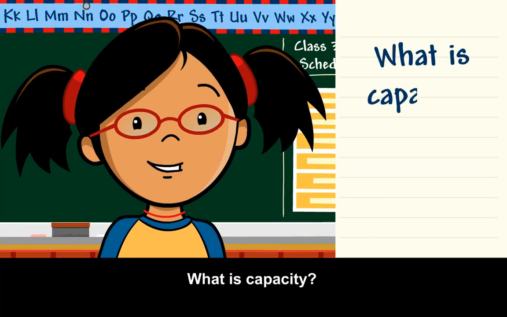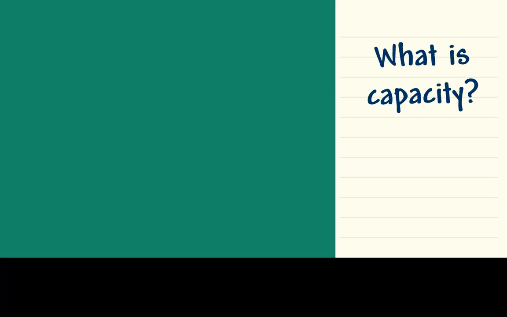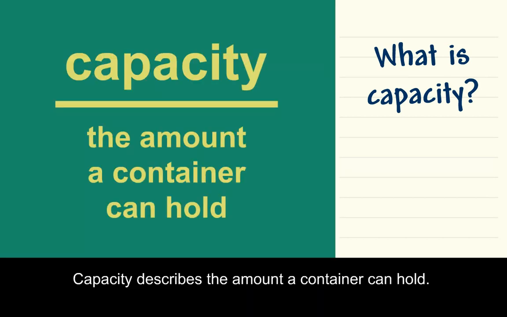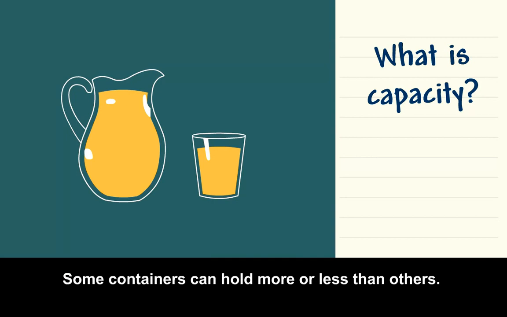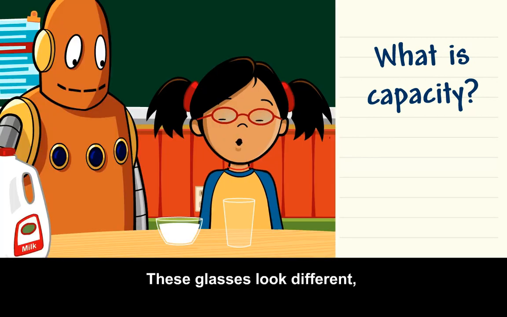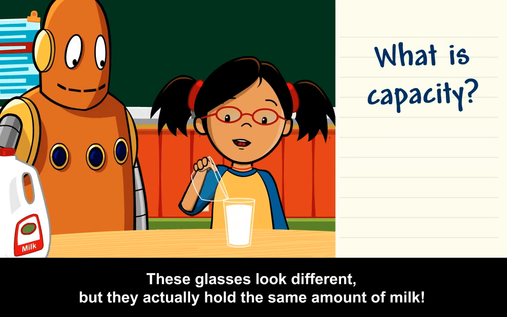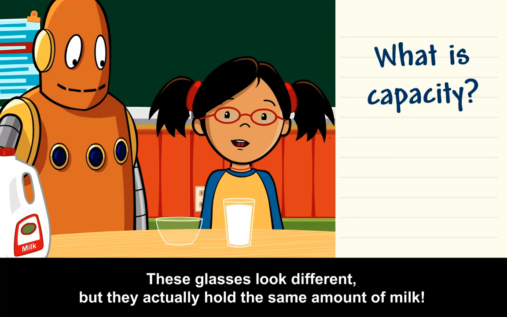What is capacity? Capacity describes the amount a container can hold. Some containers can hold more or less than others. These glasses look different, but they actually hold the same amount of milk.